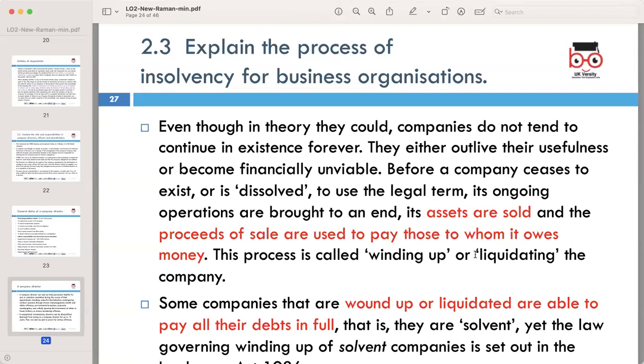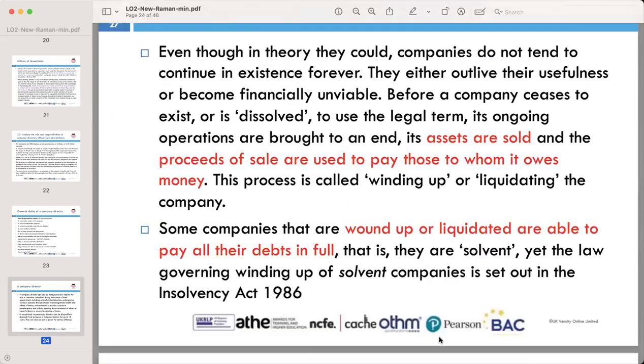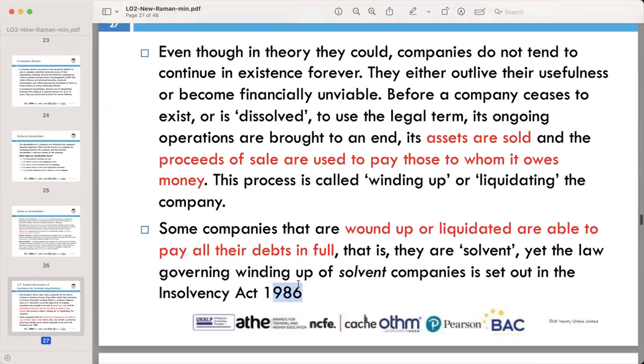Liquidation involves selling assets to pay off debts. Even solvent companies that can fully pay their debts go through a winding up process governed by the Insolvency Act 1986. This legal framework ensures a systematic and lawful conclusion to a company's existence, addressing financial obligations before dissolution.